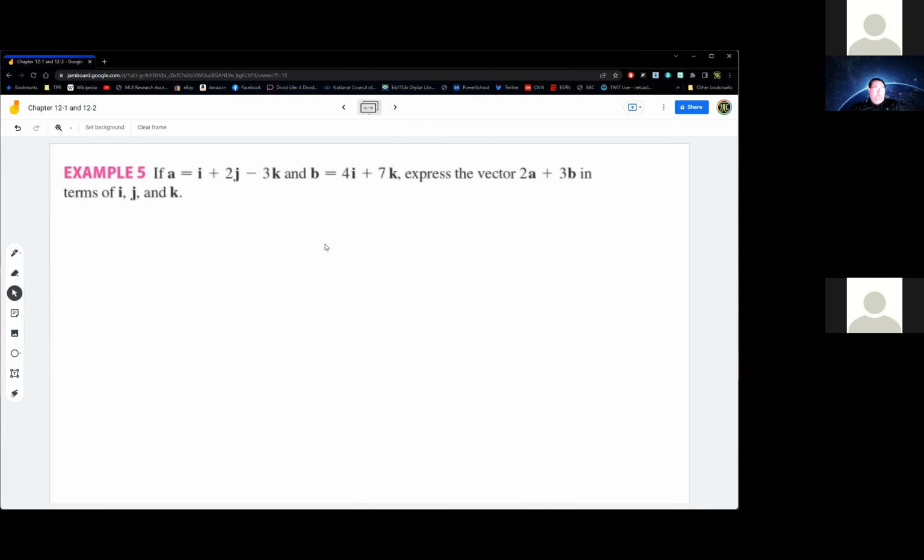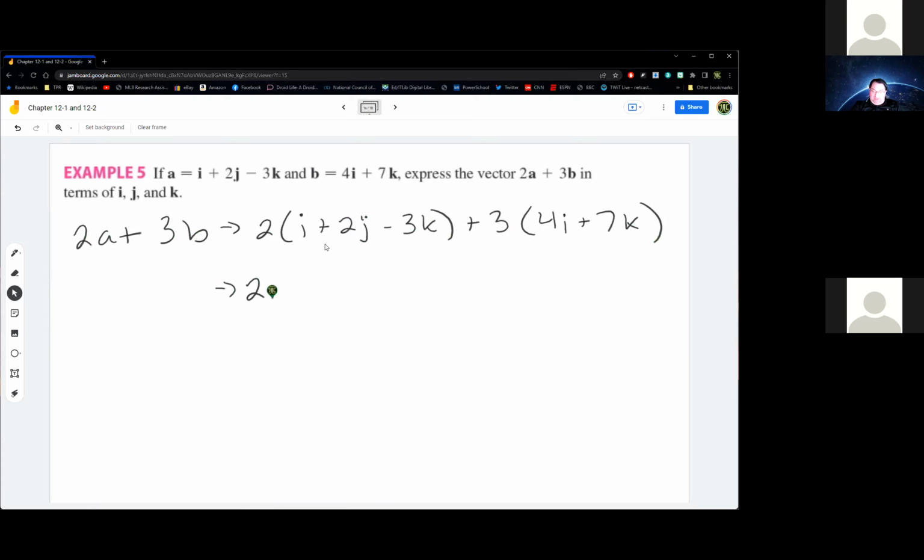We're going to do the exact same thing we just did in example 4, but we're going to use the new method, or the new standard writing. So we've got a is i plus 2j minus 3k, and b is 4i plus 7k. And we want to express 2a plus 3b. The rules don't change. I'm going to multiply 2 times the x. So it's 2 times i plus 2j minus 3k plus 3 times 4i plus 7k. So I've got 2i plus 4j minus 6k plus 12i plus 21k.